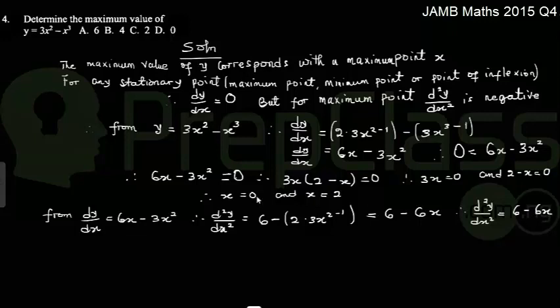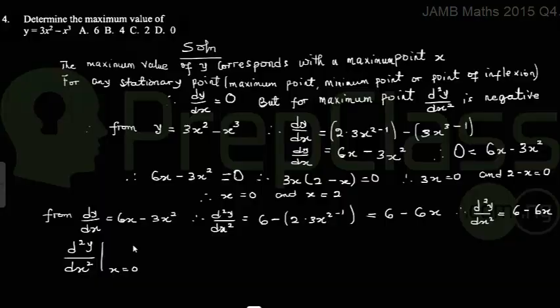So therefore, d squared y over dx squared will be equal to 6 minus 6x. Now testing the individual roots we got from dy/dx, we'll have that d squared y over dx squared, now testing for the first value of x when x equals 0, this will therefore be.